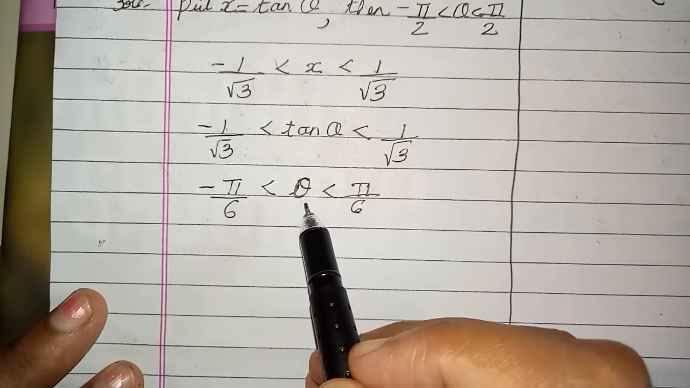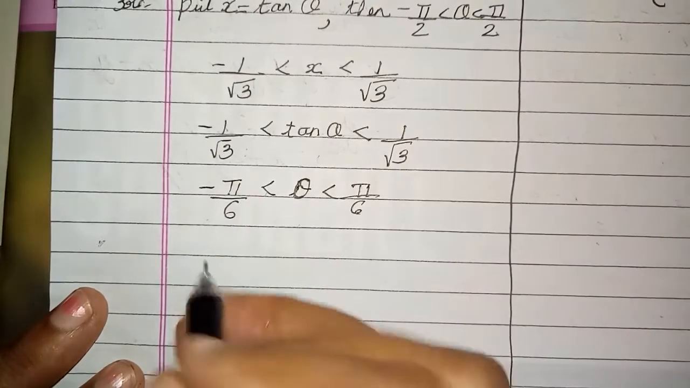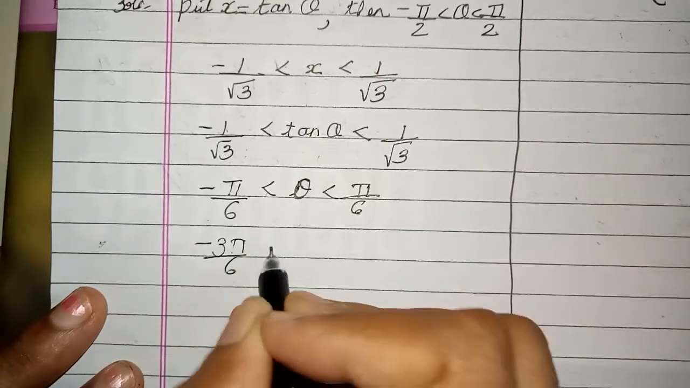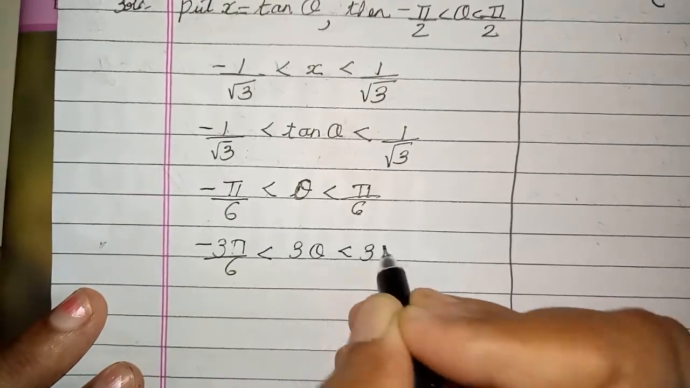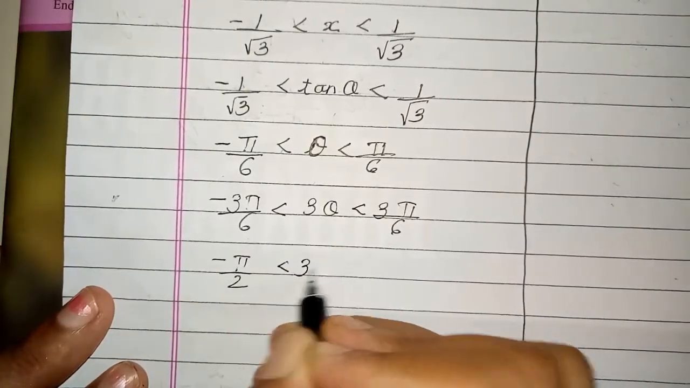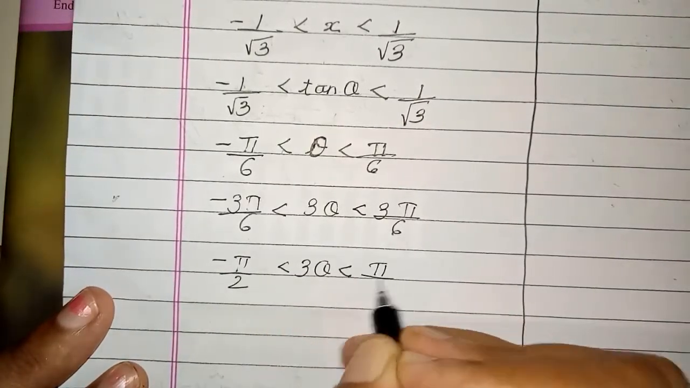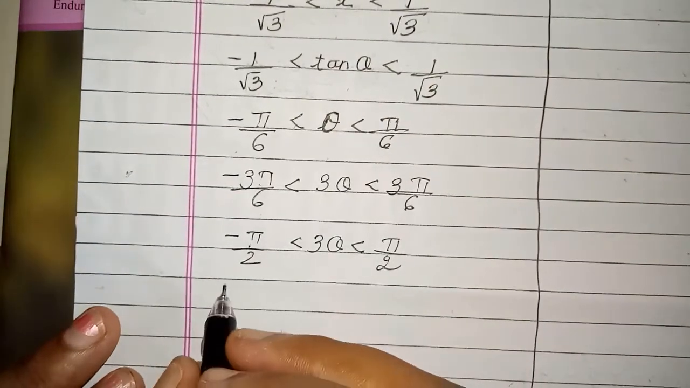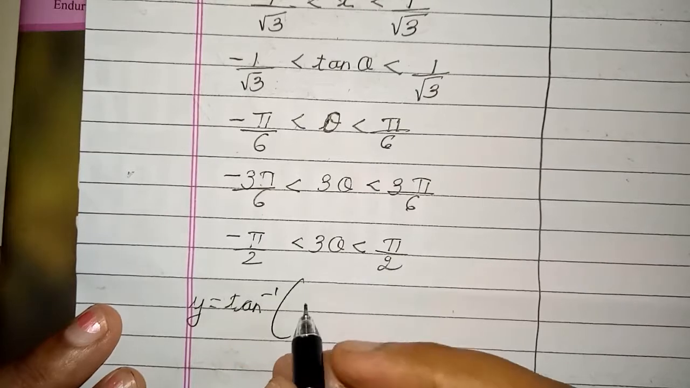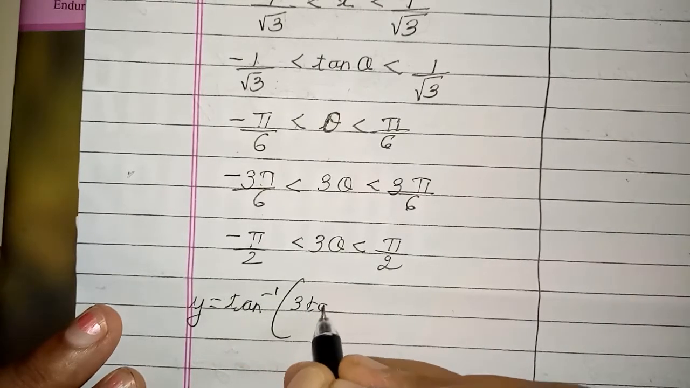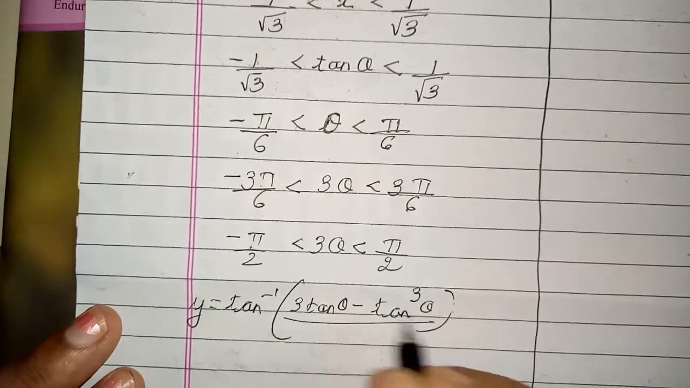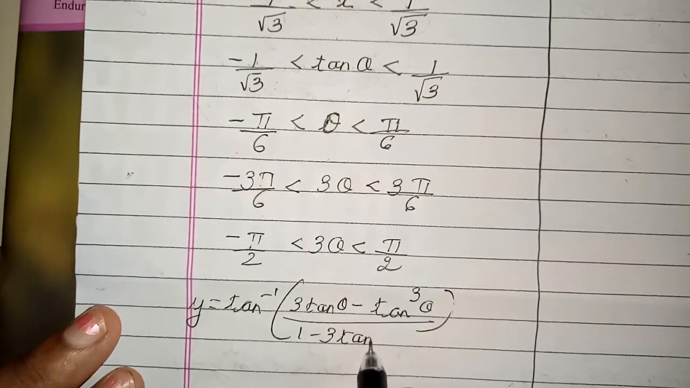But we want the formula for 3 theta. Yes, so I'm going to multiply this by 3. So this is going to be minus 3 pi by 6 less than 3 theta less than 3 pi by 6. So this will be minus pi by 2 less than 3 theta less than pi by 2. See, children, why am I doing this? Because in the next step I write y equal to tan inverse of, I'll put the substitution now. So it will become 3 tan theta minus tan cube theta upon 1 minus 3 tan square theta.